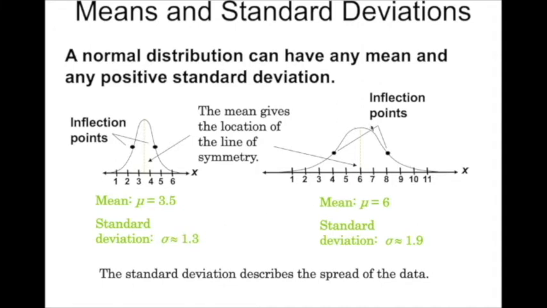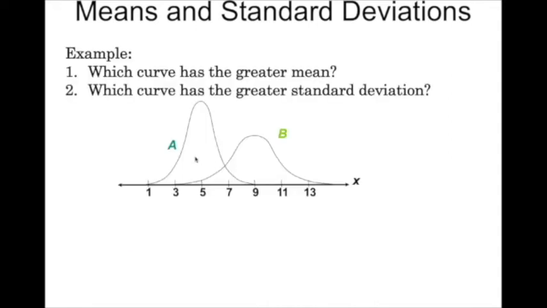whereas this curve here, or this distribution here, has a mean of 6, and standard deviation is approximately equal to 1.9. So any normal distribution can have any mean and any positive standard deviation. Take a look at this example. Given curve A and curve B, which one has the greater mean and which one has the greater standard deviation?